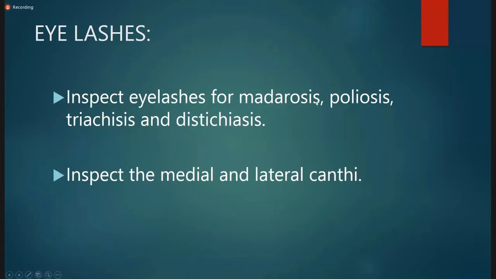What is madarosis? Scanty eyelashes or eyebrow. What is poliosis? White eyelashes. Trichiasis, misdirection of the eyelashes. Dystrichiasis, abnormal growth of eyelashes from the meibomian gland orifices. You should expect the medial and lateral canthi also.